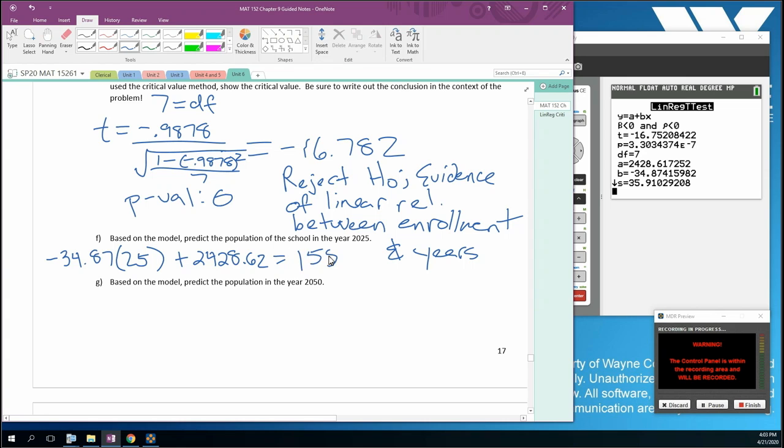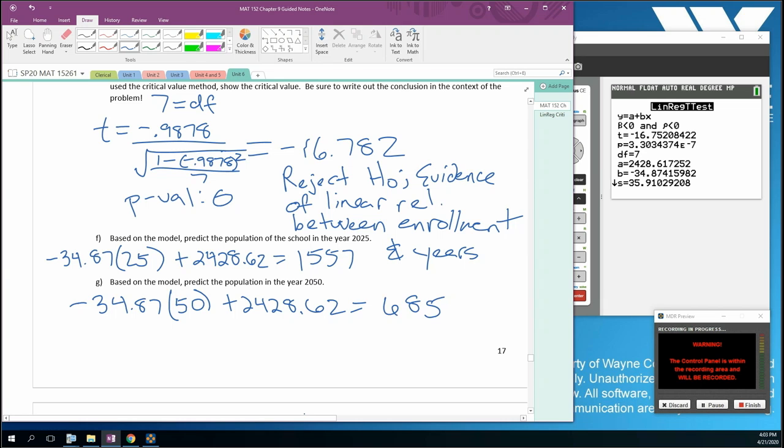Now in 2050, let's see here. So we need to replace the x with 50. So when we go ahead and do that, what we get here is 685 students. So enrollment has really gone down.